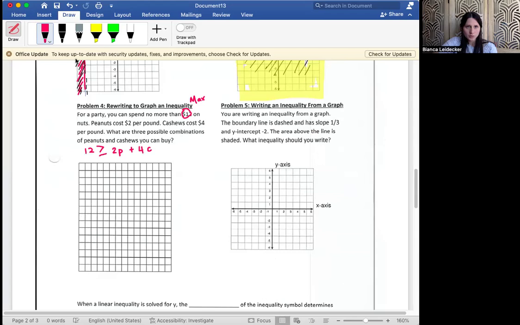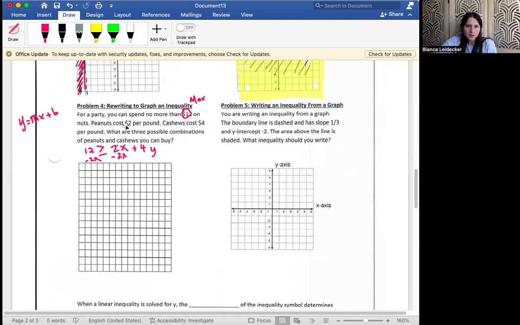You could also write this as an XY ordered pair if you wanted to. It might be helpful if we're graphing to have an XY pair. So X being peanuts, Y being cashews. Now, from looking at this inequality, I'm not able to graph it because it is not in the form of y equals mx plus b. So I'm going to have to rearrange this. If I rearrange this, I want to isolate y, meaning I'm going to subtract 2x on both sides.